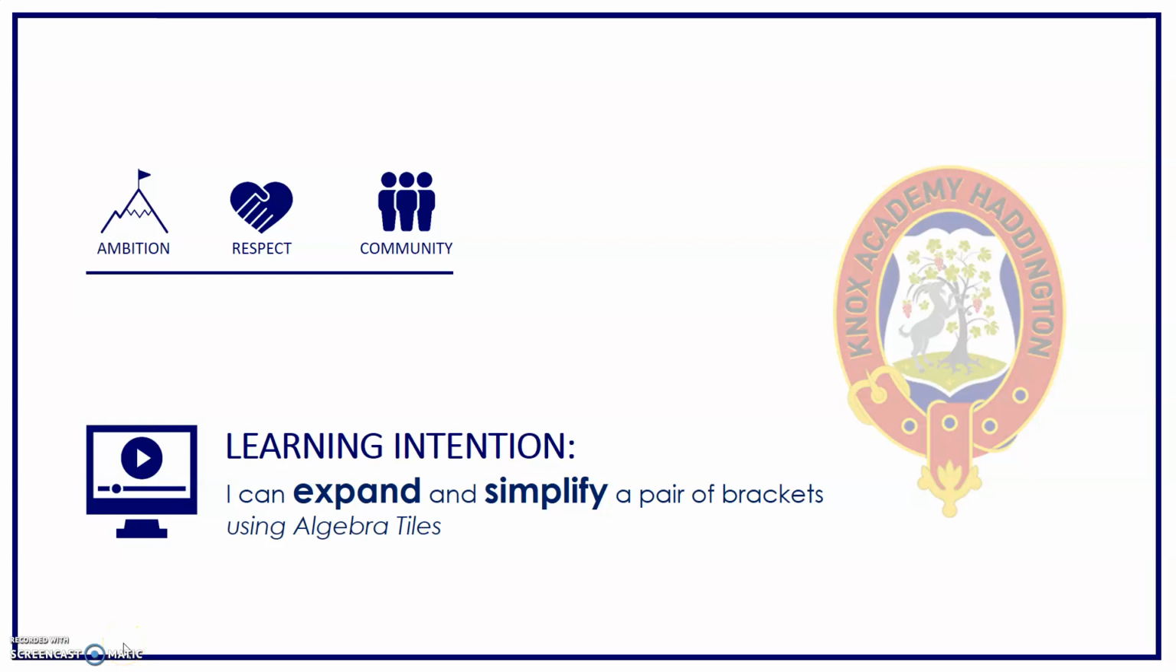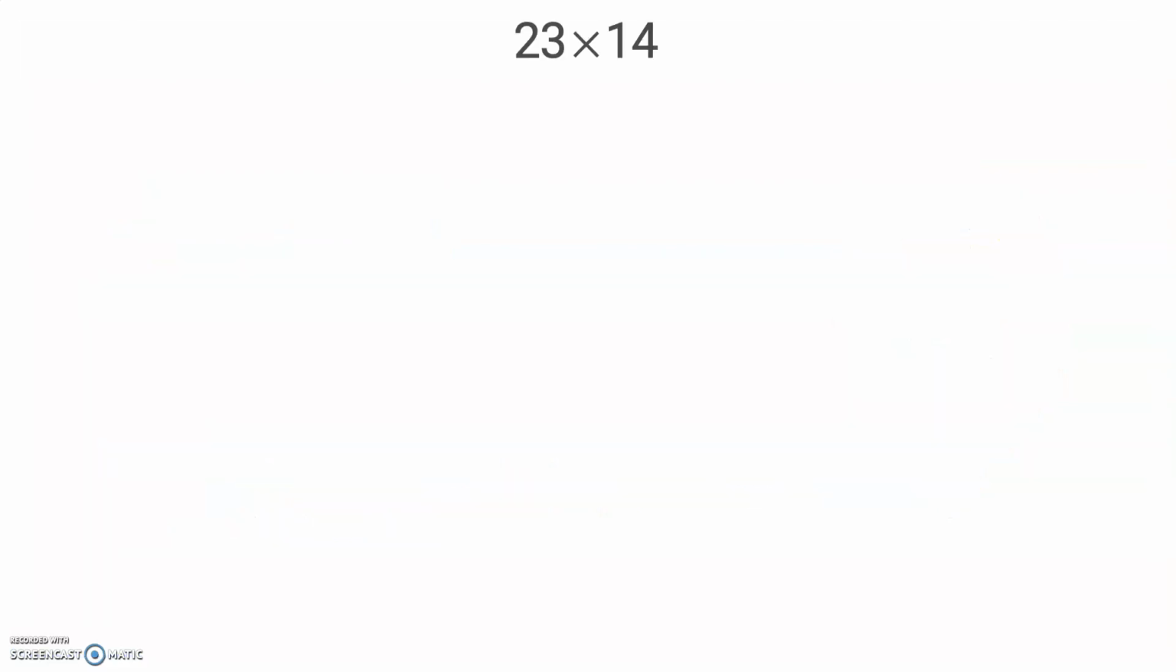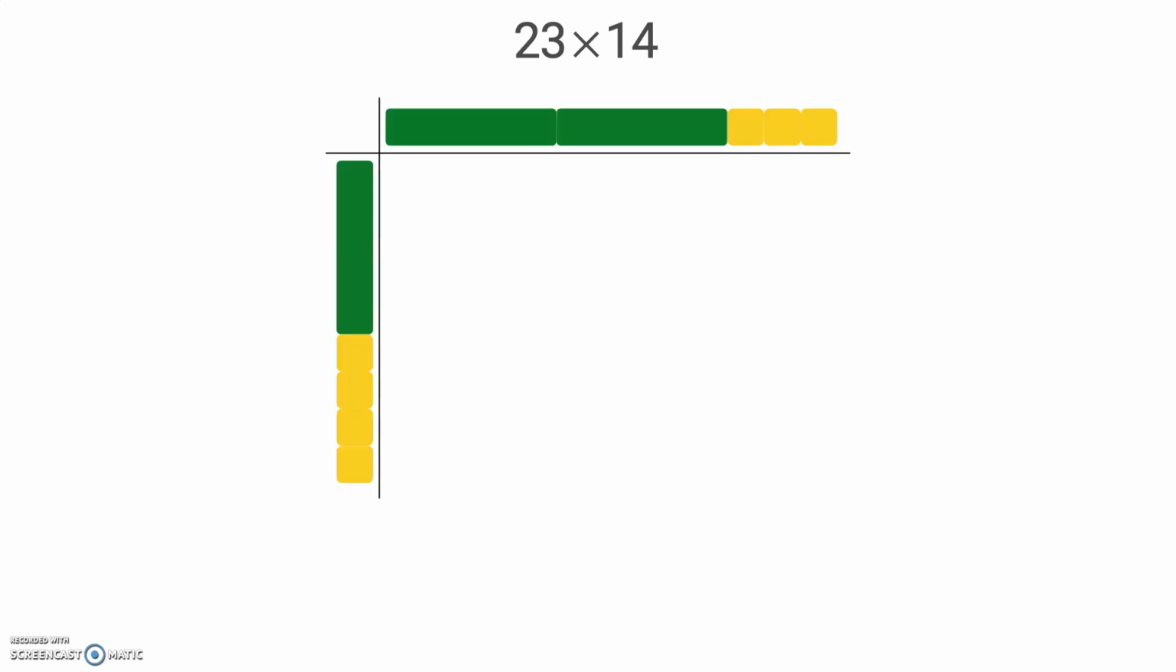So in this video we're going to look at expanding and simplifying a pair of brackets, and we're going to focus in particular on using the algebra tiles to help visualise and illustrate this. So back to look at just numbers, 23 times 14. Well, the most common method that we are using is the grid method.